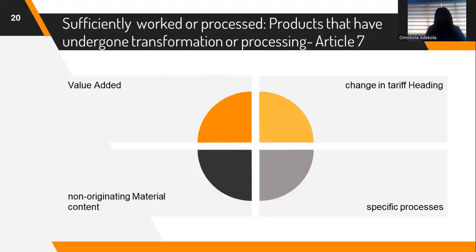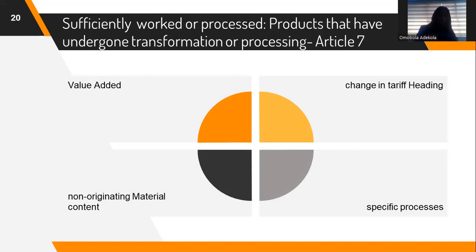So where the product is not wholly obtained, I had mentioned earlier that there are two criteria. So this is the second. If it's not wholly obtained, that means sufficient work or process, with the products that have undergone transformation or processing in the state party. And they provided how that's going to be qualified.